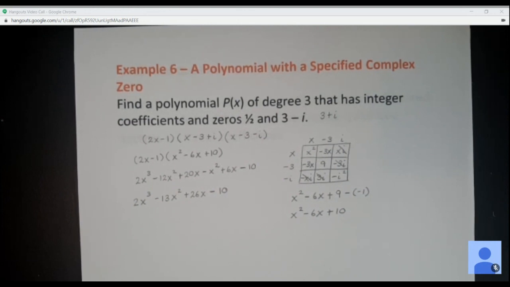That's right, German. So if you have an imaginary value as one of your zeros, then its conjugate also has to be one of the zeros. Any other questions on that one?